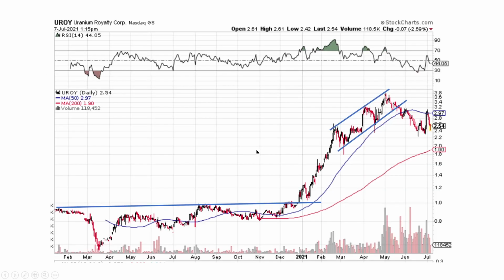Uranium Royalty Corporation, here's your launching pad. Right here, broke out, back tested, and shot higher. Lost some steam, broke to the downside of this little channel, and we've been consolidating for a little bit. Maybe it'll consolidate for a little bit longer, but it doesn't look too bad. I'm thinking a little bit longer sideways, maybe one last little dip before it moves up. But that's another one I'm watching.